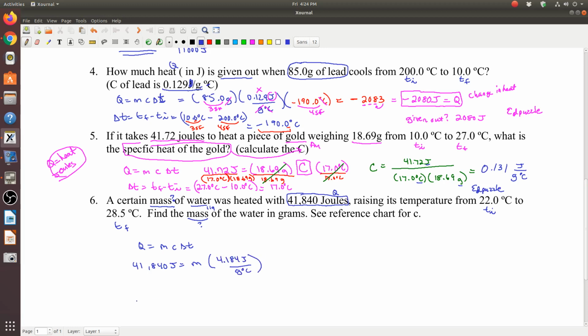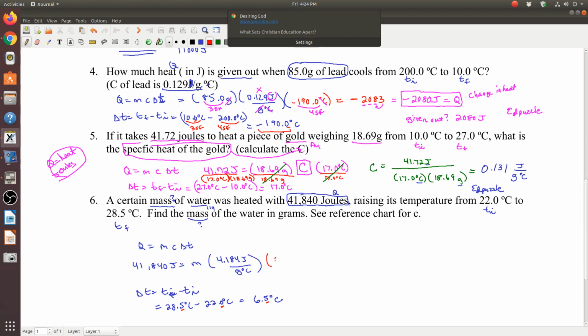And I need the delta T. So delta T is T final minus T initial. The final temperature is 28.5 degrees Celsius. The initial temperature is 22.0 degrees Celsius. When I subtract those two, I get 6.5 degrees Celsius. Now again, sig figs, this one goes to the tenths place, this one goes to the tenths place, so I go to the tenths place. So 6.5 degrees Celsius. And then now I have to solve for m, so I've got to isolate m.